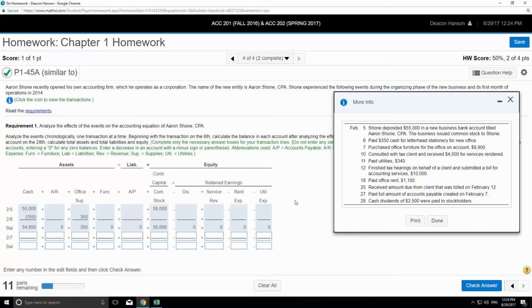Now, on the 7th, and I'm looking over here at my table, February 7th, we purchased office furniture for the office on account. Okay, so what two things are going on? Just read that line there. Getting furniture, you're charging me. Okay, so we're getting furniture, we're getting an asset, so we could take care of that right away.